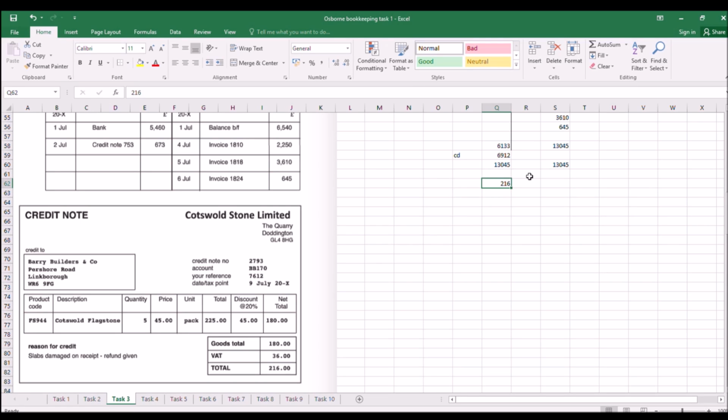So let's just pull this down here. Let's do our pull down, which is 6912. We've got our debit in here. Let's now re-add these up.